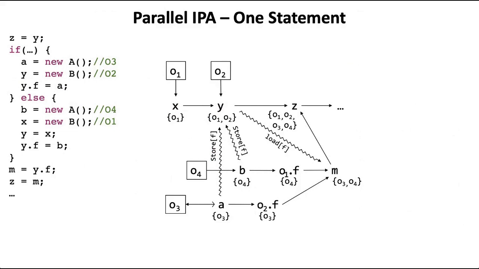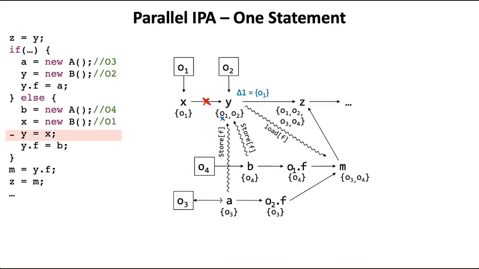Except for incremental context-sensitive algorithms, we also discuss different parallel scenarios according to real-world GitHub repository commits, which work for both context-sensitive and insensitive incremental algorithms. Let's first see how the parallel version of IPA works for a one-statement change. According to parallel IPA, after deleting the statement y = x and its corresponding edge, the change delta, which is O1, is confirmed and removed from the points-to set of y.